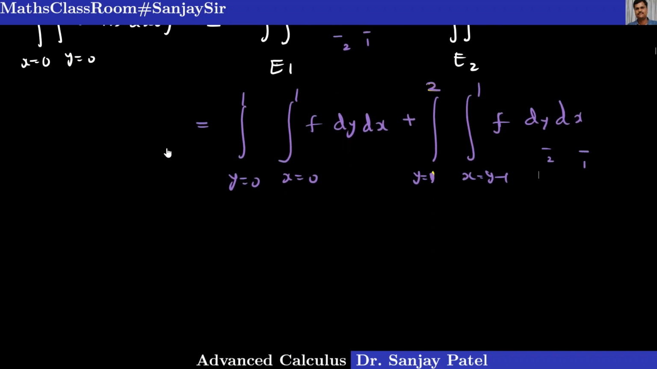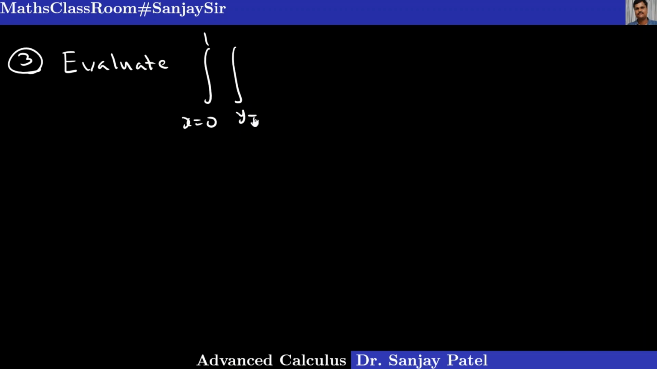And let us take finally one application of this to solve one problem, how it is useful if we change the order of integration. So let me write the third problem. Evaluate after changing the order of integration. Evaluate the double integral, x equal to 0 to 1 and y is equal to 0 to square root of 1 minus x square.